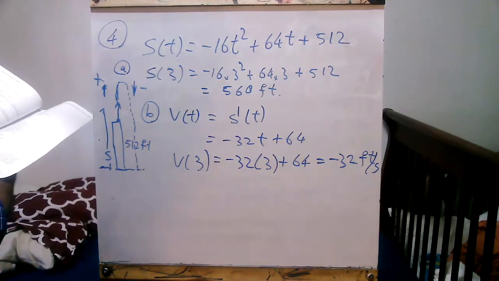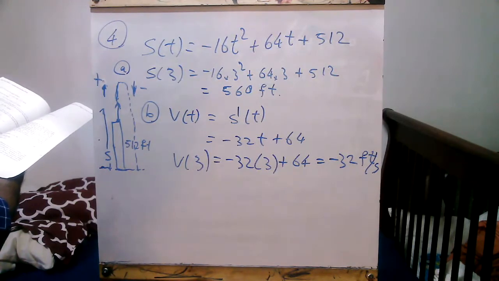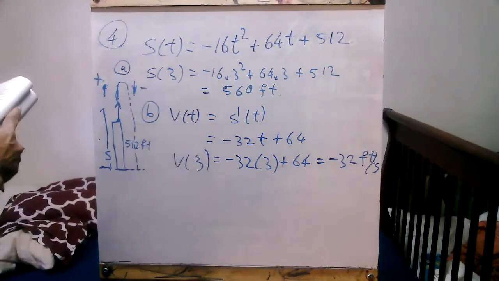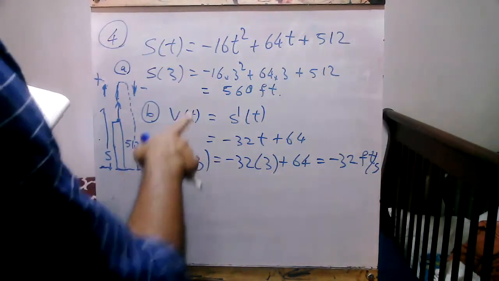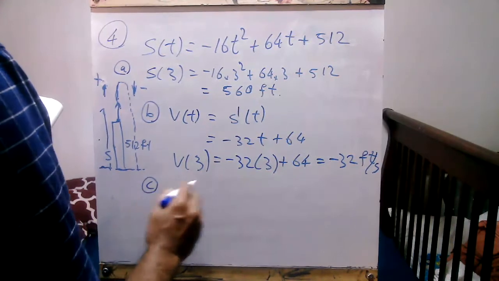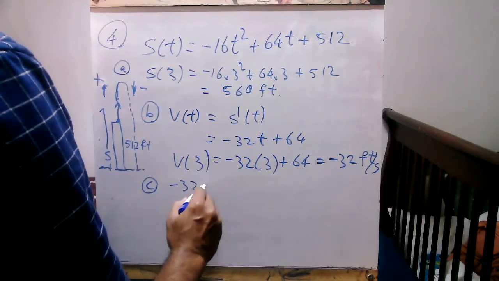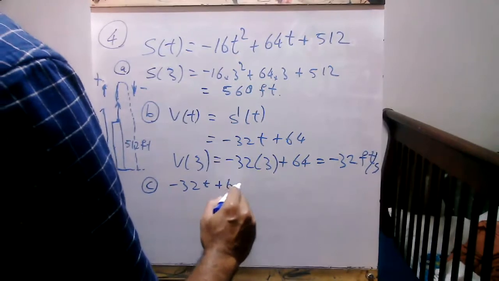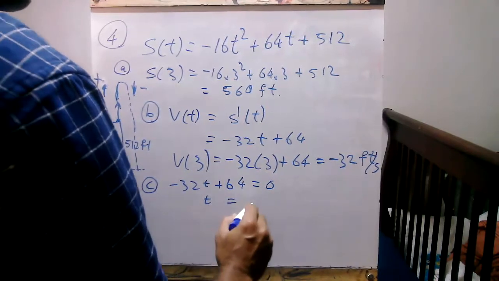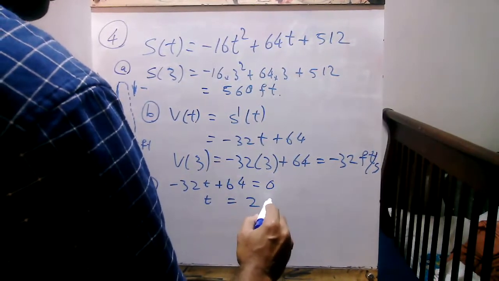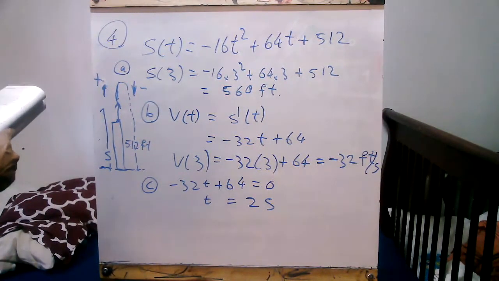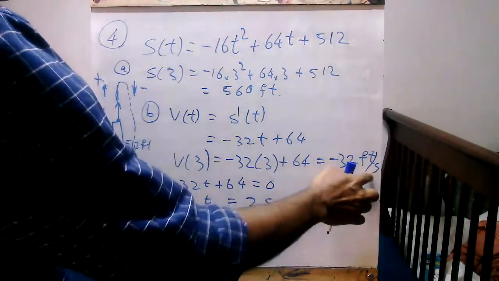See at what time will its velocity be 0. So velocity is given by this equation. Part C, velocity is 0 when negative 32t plus 64 equals 0. Then t equals 2 seconds. S stands for seconds.